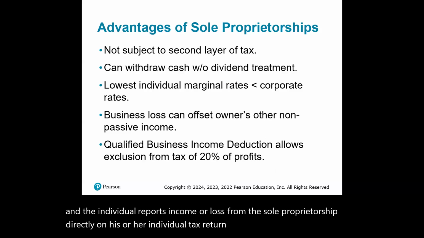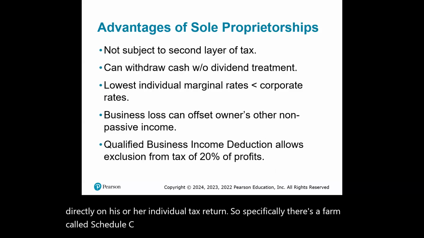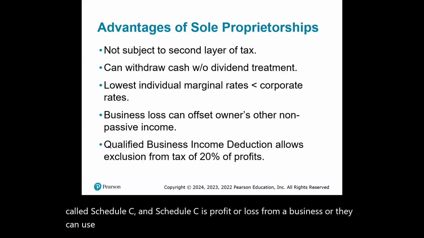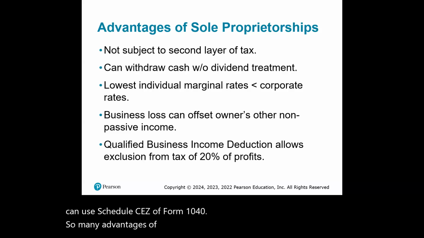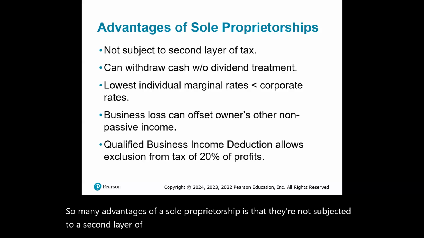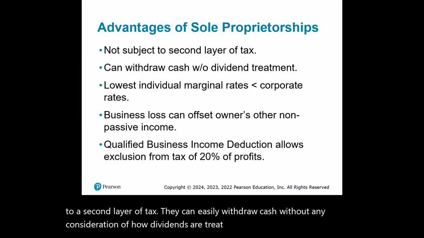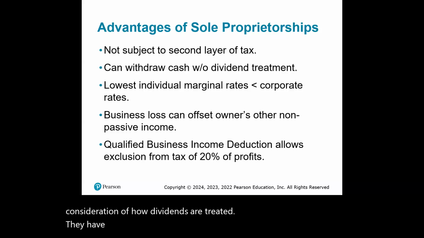Specifically, there's a form called Schedule C, which is profit or loss from a business, or they can use Schedule C-EZ of Form 1040. Some of the advantages of a sole proprietorship are that they're not subjected to a second layer of tax. They can easily withdraw cash without any consideration of how dividends are treated. They have lower individual marginal rates compared to corporate tax rates.